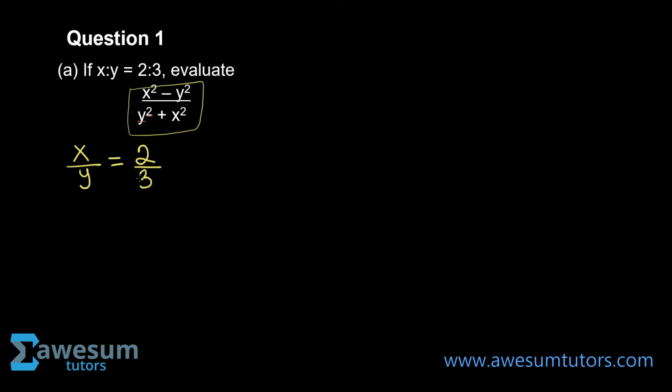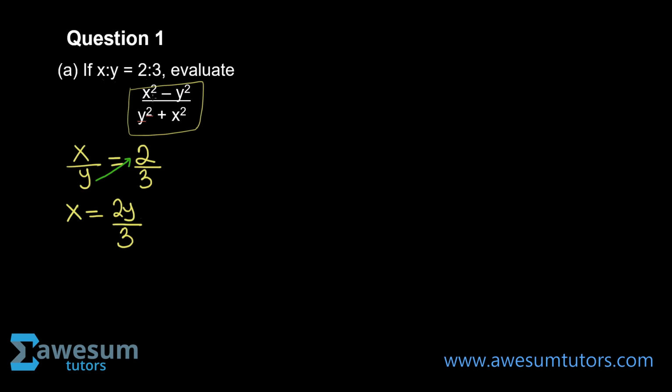Now to do this, make x the subject of the formula. In that case, I can cross multiply and make y go to the other side. So I will have x equals y times 2, that is 2y, over 3. So I've been able to make x the subject of the formula. x now is 2y over 3. All I have to do now is substitute 2y over 3 for x in this expression. Wherever I see x, I need to insert 2y over 3.